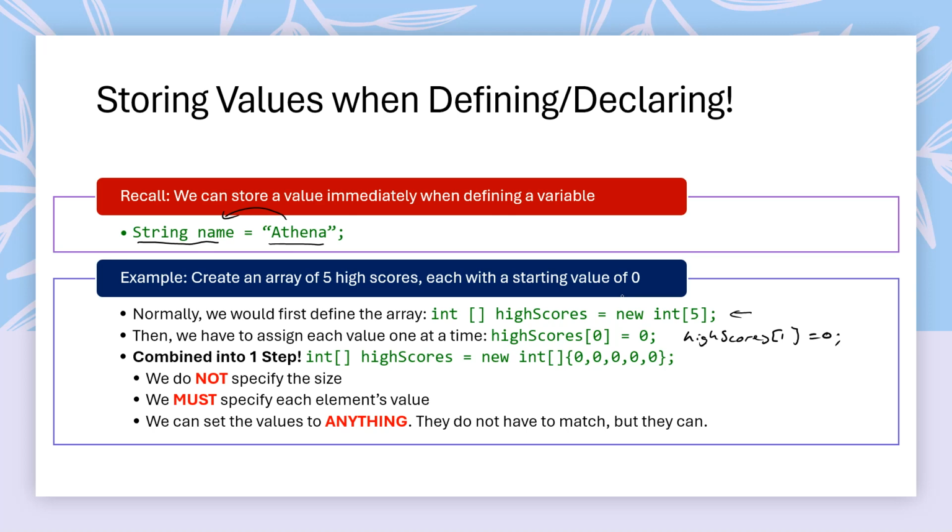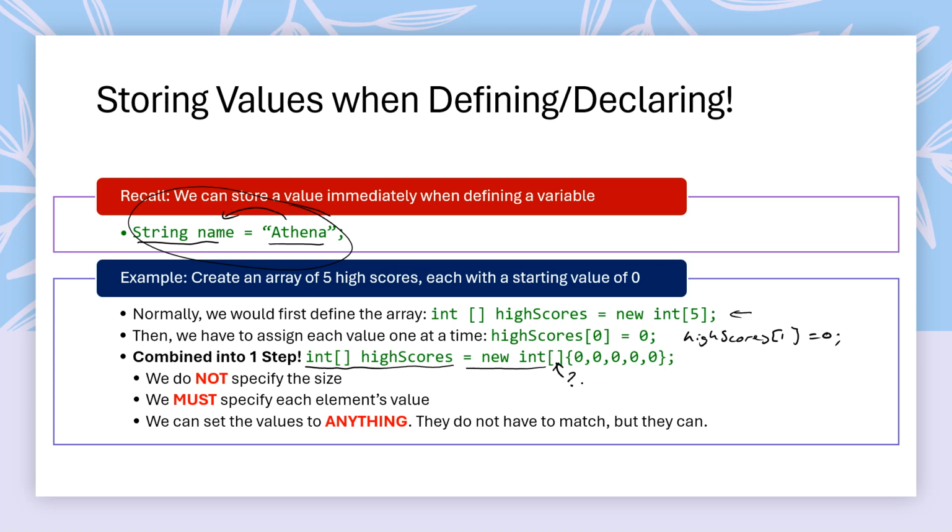But fortunately, we can at least combine these two steps, just like we did with a regular variable. We can actually combine these two steps with an array as well. There are a couple differences. So you see that the very beginning is still the same. I'm still defining the array int square bracket high scores. I still have to say equals new int, which says I'm specifying that this is an array of integers, but you'll notice this time there's no size.